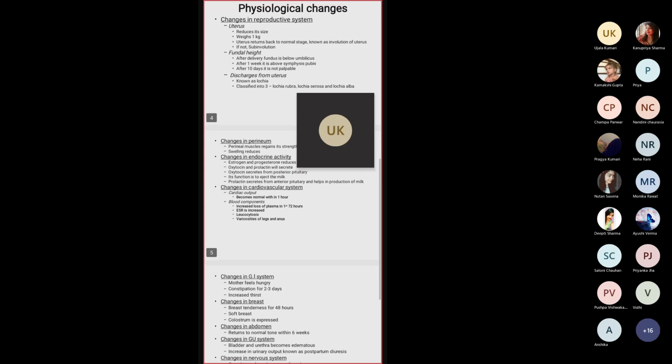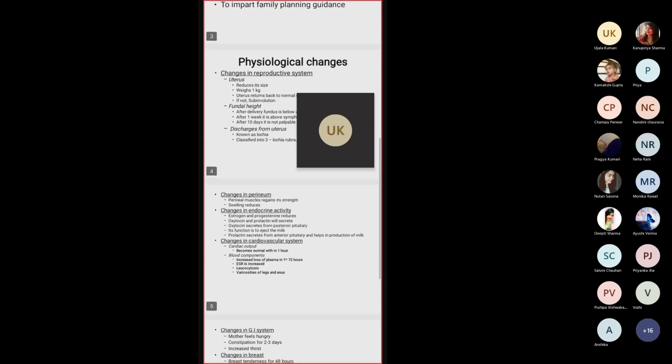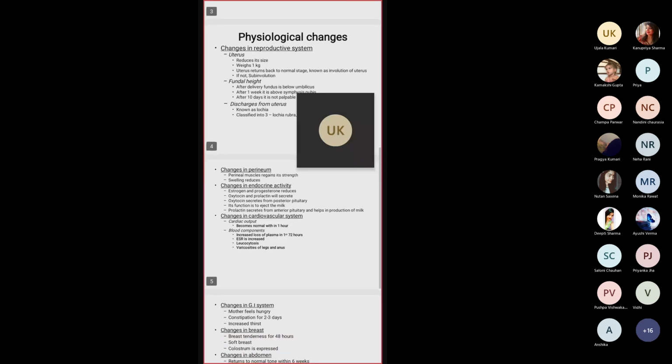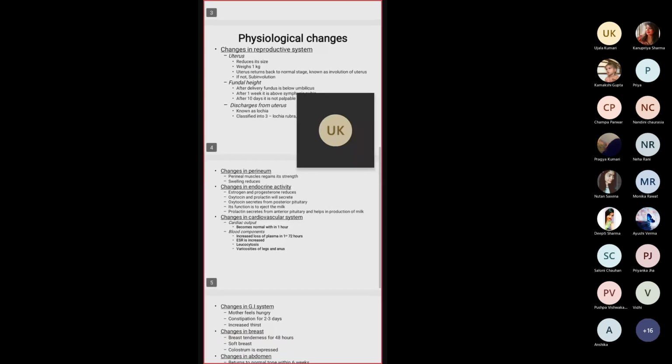If you're seeing the perineum, what are the changes in the perineal muscles? The perineal muscles will regain their strength and come back to the normal size and shape. Endocrine activity, progesterone and estrogen are declining. Oxytocin and prolactin are increasing. Cardiovascular system, that is cardiac output, will come to normal. ESR is increased, leukocytosis is increased, and there is loss of plasma.